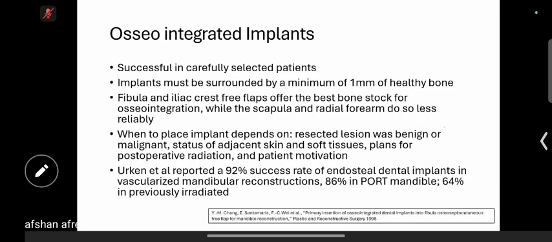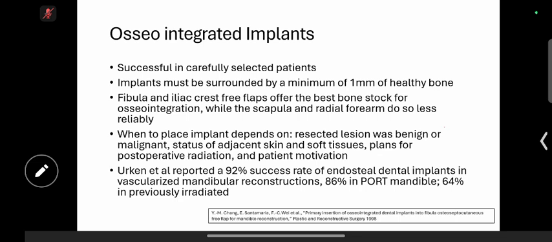Stopped for osteointegration, while the scapula and radial forearm do so less reliably. When to place the implant depends on whether the resected lesion was benign or malignant, status of adjacent skin and soft tissue, plans for post-operative radiation, and patient motivation.